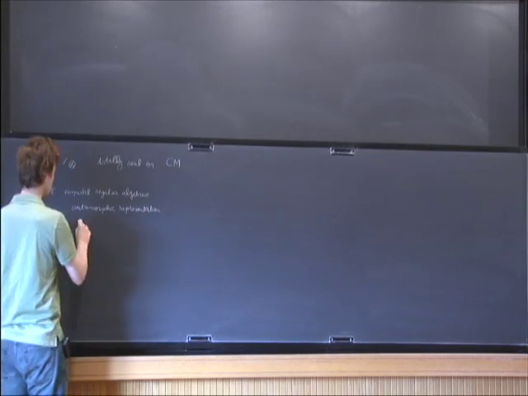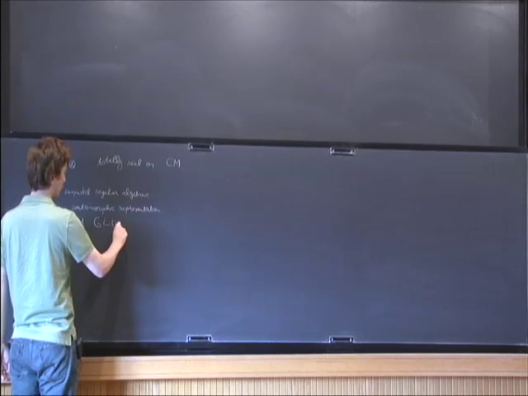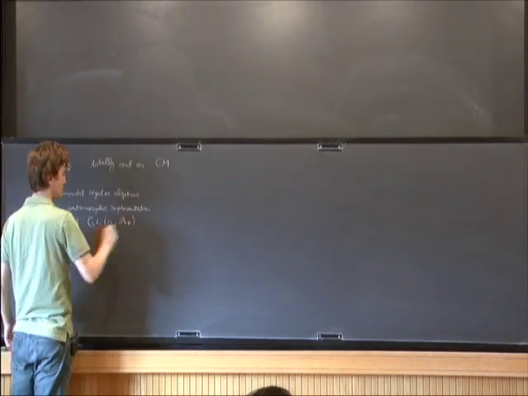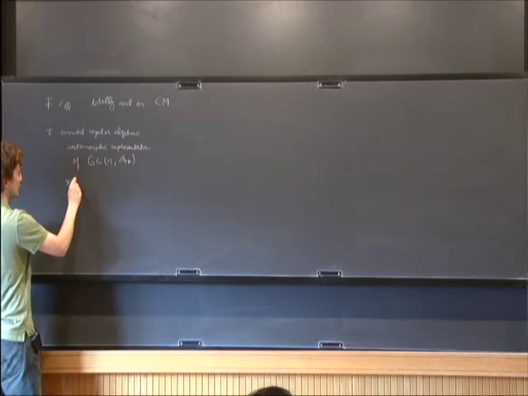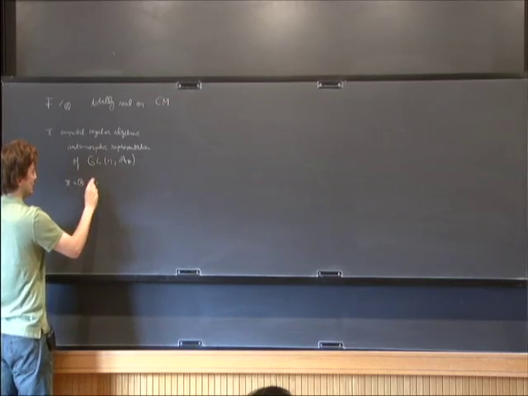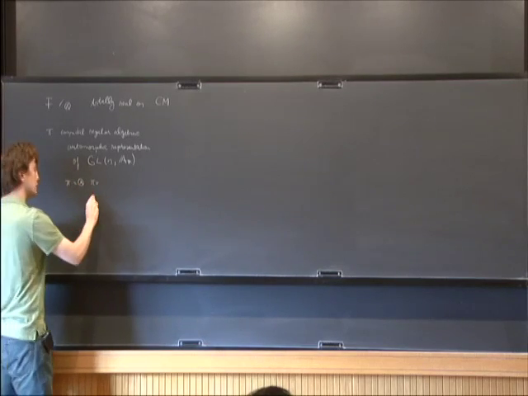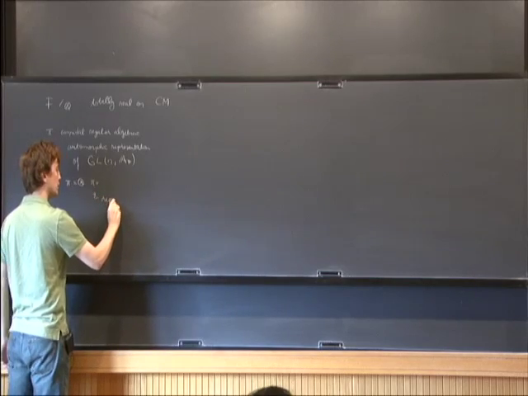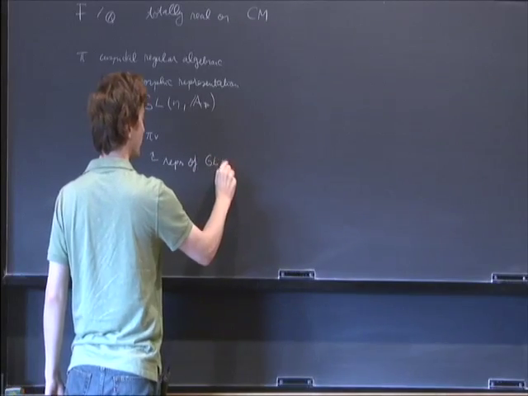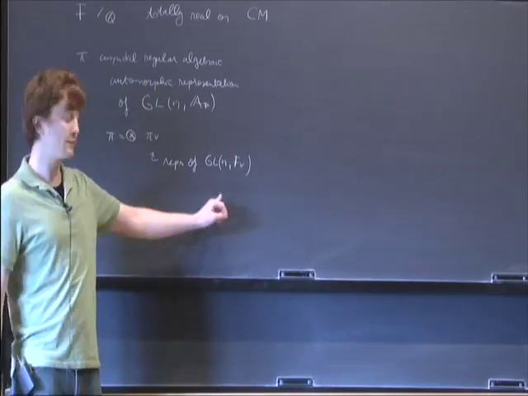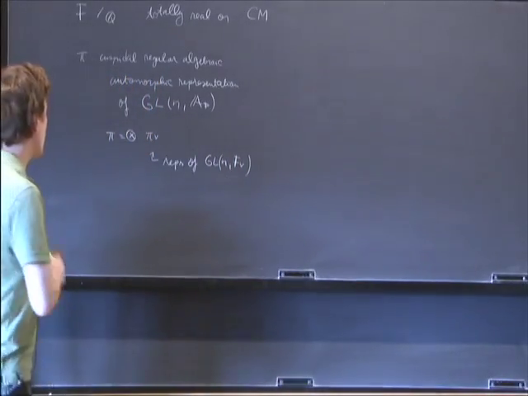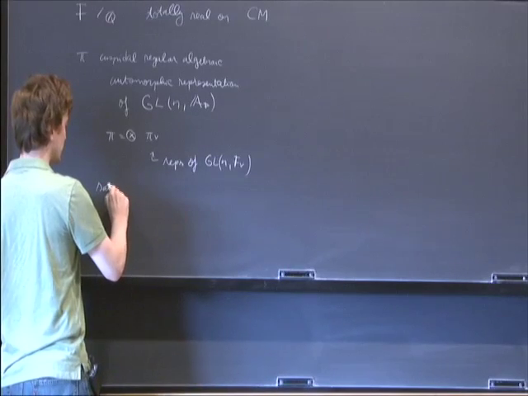of GL_n over F. And what does this mean? It means that it breaks up as a tensor product of representations of GL_n over the corresponding local completions of F at the various finite places and the infinite place, and satisfying some conditions.